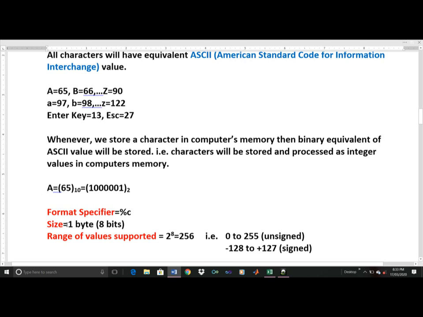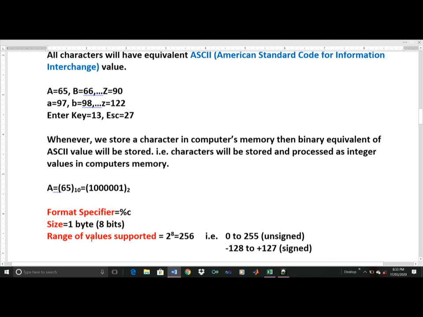We need to write more points about the char data type. Which specifier do we use to inform the machine that I am working with a character? For that purpose I use %c. c stands for character. To store one character within computer's memory, we use 1 byte. 1 byte means 8 bits.